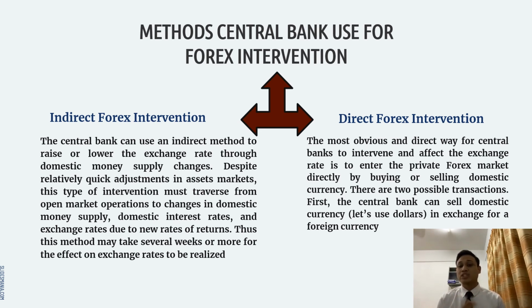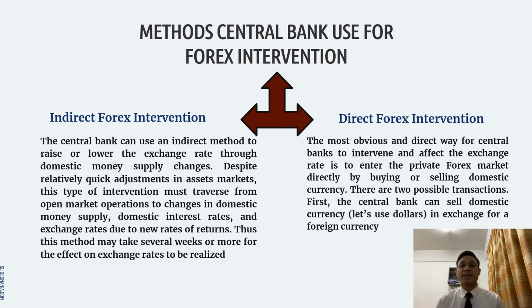There are two possible transactions. The first one, the central bank can sell domestic currency, let's say we use dollars, in exchange for a foreign currency, say pounds. This transaction will raise the supply of dollars on the forex, also raising the demand for pounds, causing a reduction in the value of the dollar and thus a dollar depreciation. Of course, when the dollar depreciates in value, the pound appreciates in value with respect to the dollar.